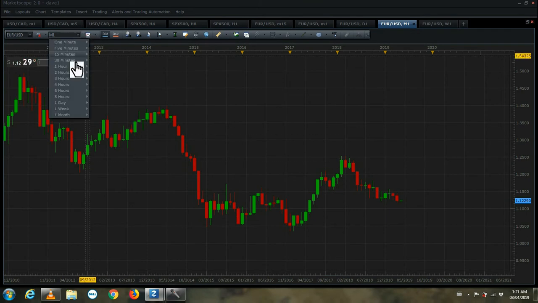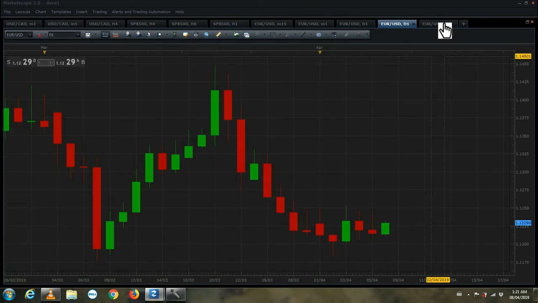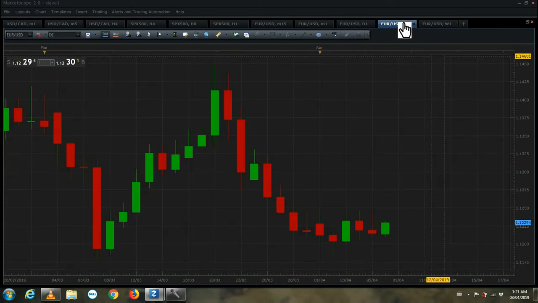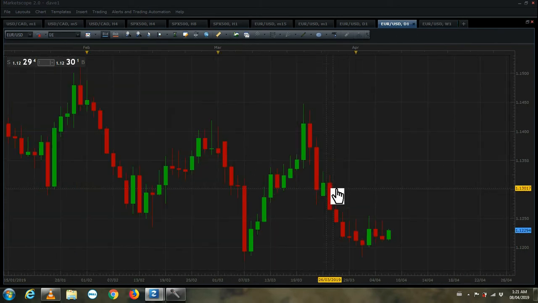Then if I go to the daily, so here we are in April. This is March. I'm going to have 31 days of these candles representing on the daily.